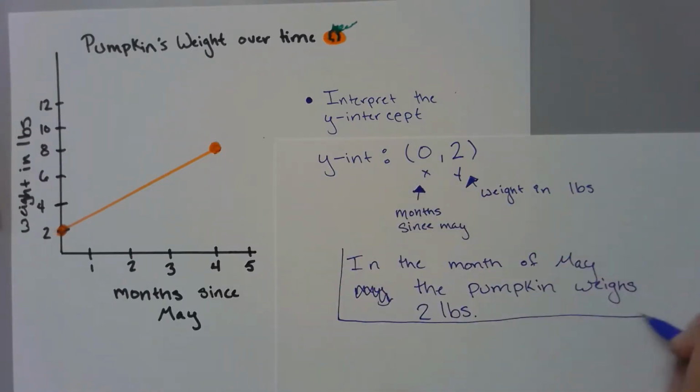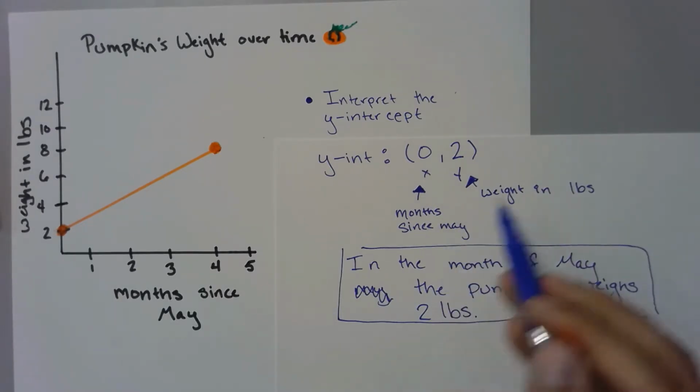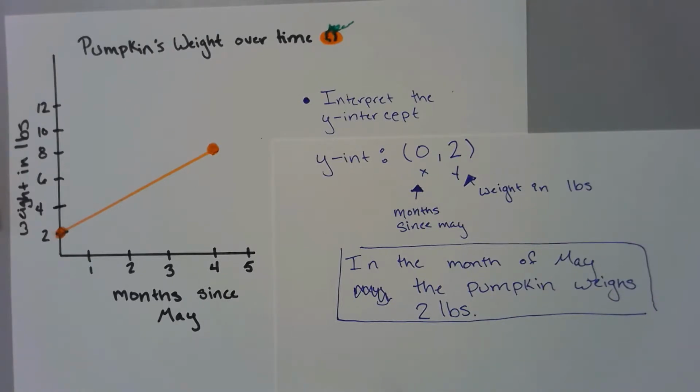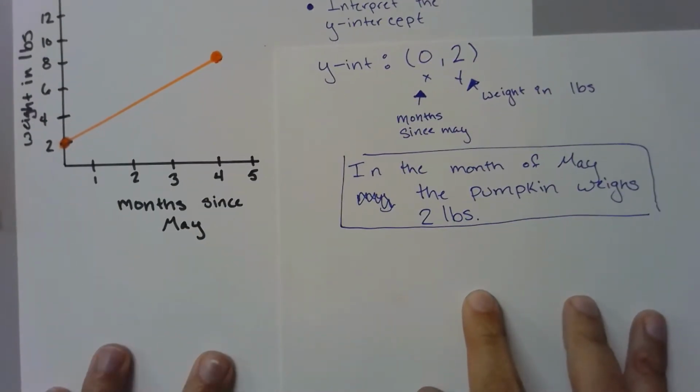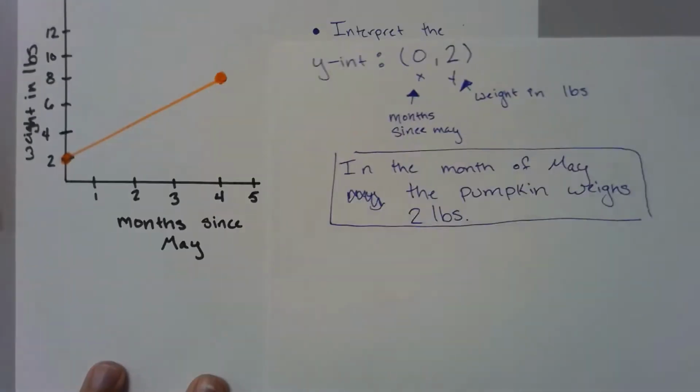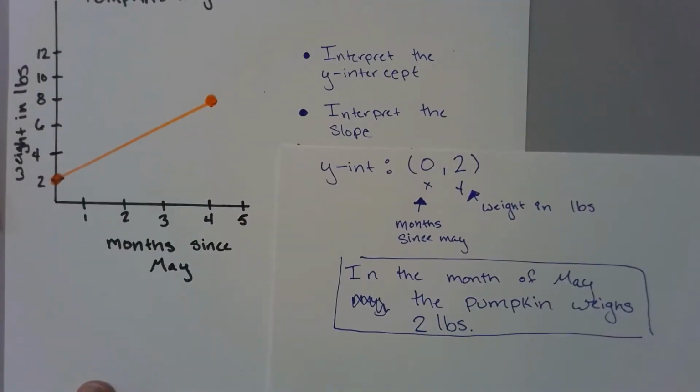Straightforward. If I want to interpret an intercept, I identify what the intercept is, I take a look at what my x and y values of my axis are, and then I write a sentence using that information. What about this one? Interpret the slope.